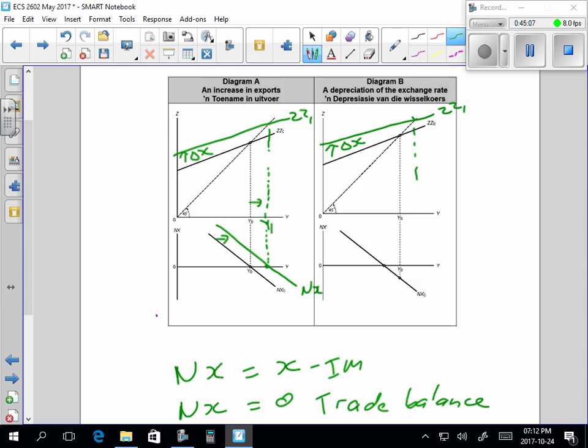We will have increased output and income from Y0 to Y1. The net exports curve will shift to the right to X1, and we can see that we still have a negative trade balance, or a trade deficit, at that point.